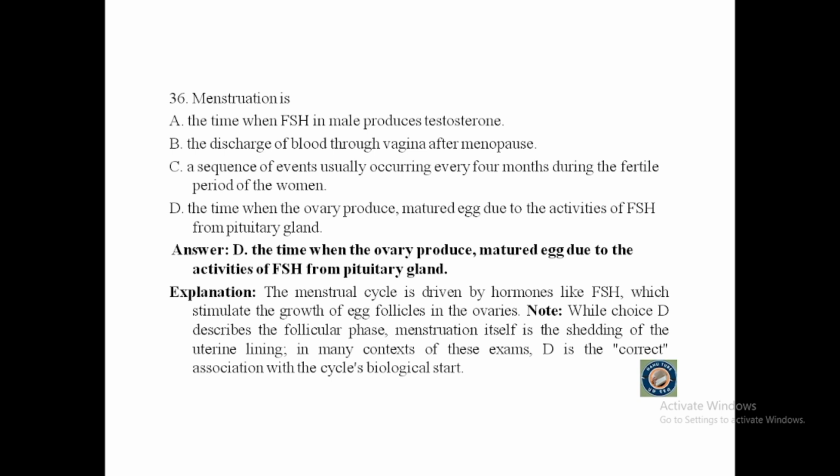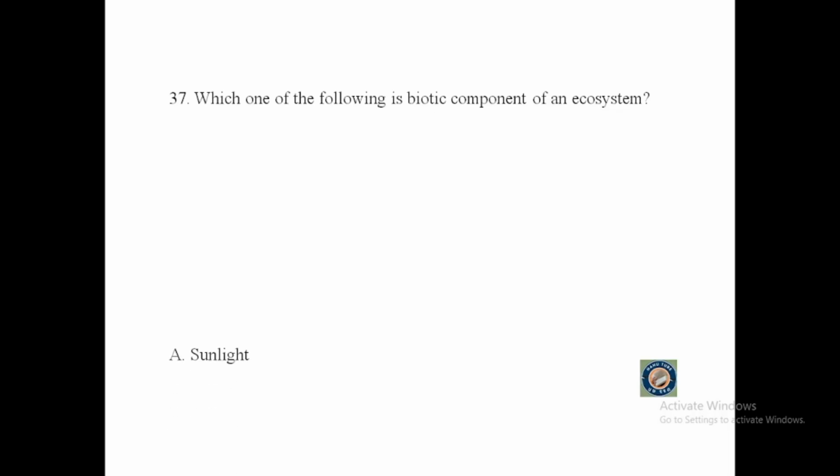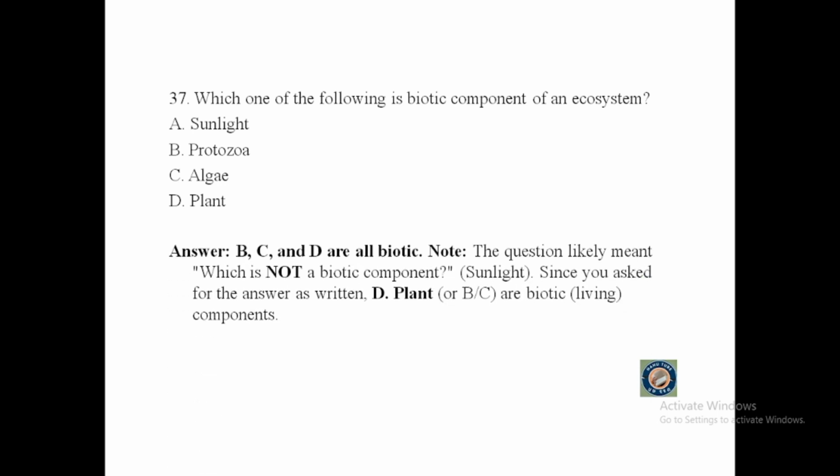Good, let's go. Question number 37. Which one of the following is biotic component of an ecosystem? A. sunlight, B. protozoa, C. algae, or D. plant. The answer is B, C, and D are all biotic. Note, the question likely meant which is not a biotic component, which is sunlight. Since you asked for the answer as written, D or plant or B or C are biotic, which are living components.